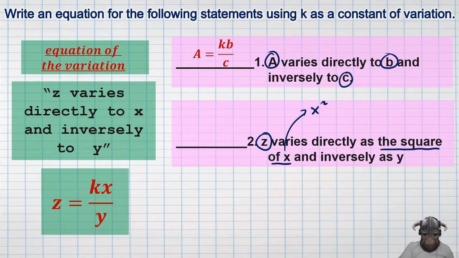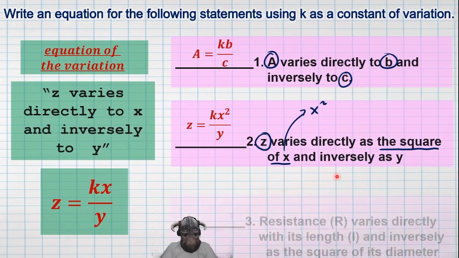So, we can translate this one as z is equal to kx squared all over y. Yan. So, varies directly daw siya to the square of x. Katabi ni k yung x squared natin and then all over y because it varies inversely to y. So, let's try to have this third example rather.